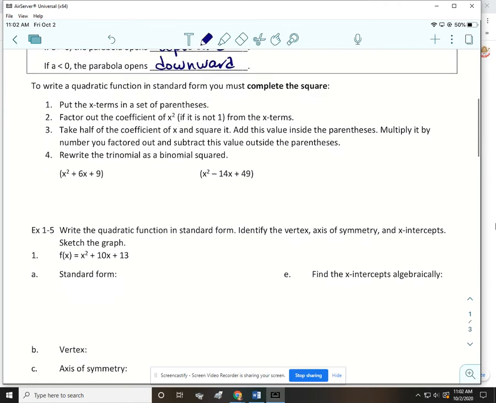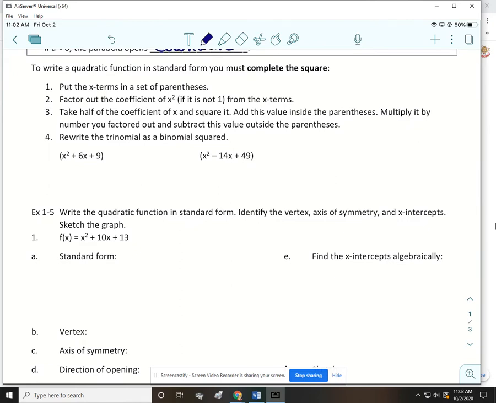Okay, so to write a quadratic function in standard form, you must complete the square. All right, so we'll talk about these steps as we do them. It's slightly different than solving by completing the square because we're only working on one side of the equation, so we don't add the same thing to both sides. Slightly different, but we can do it, don't worry.